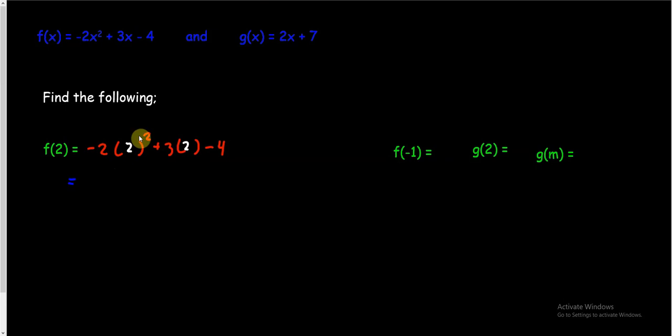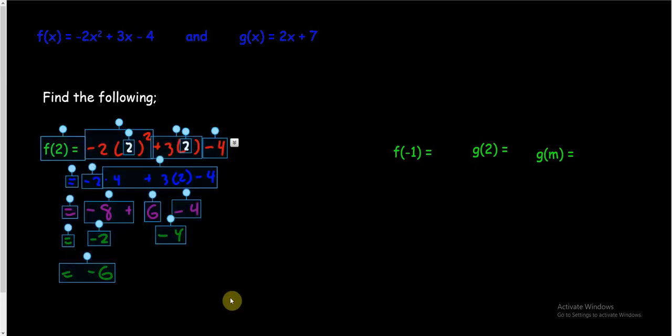Order of operations tells me I'll do the square first. So 2 squared would be 4. And then, negative 2 times 4 is negative 8, plus 3 times 2 is 6, minus 4. Negative 8 plus 6 is negative 2, minus 4. Negative 2 minus 4 is negative 6. Okay, that wasn't terribly hard.